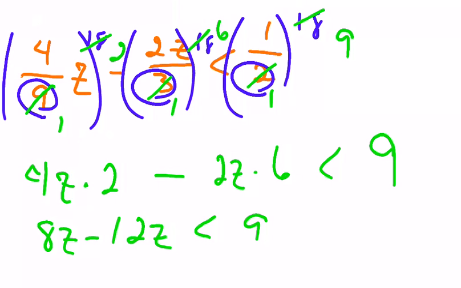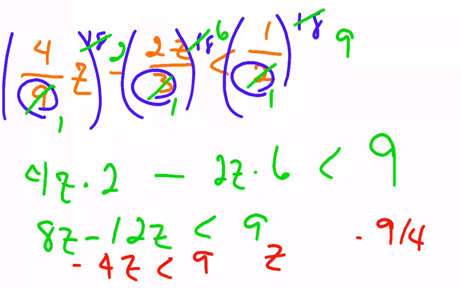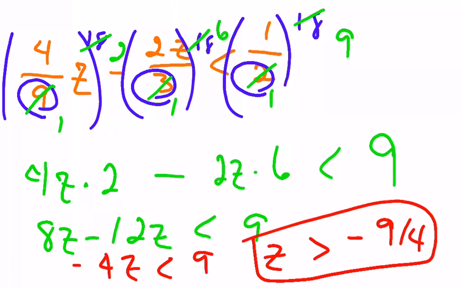Combine like terms, 8z minus 12z is negative 4z. And then we have to divide by the negative 4. So we end up with z, and then we have negative 9/4, but again we divided by a negative, so our sign flips directions. So our answer is z is greater than negative 9/4.